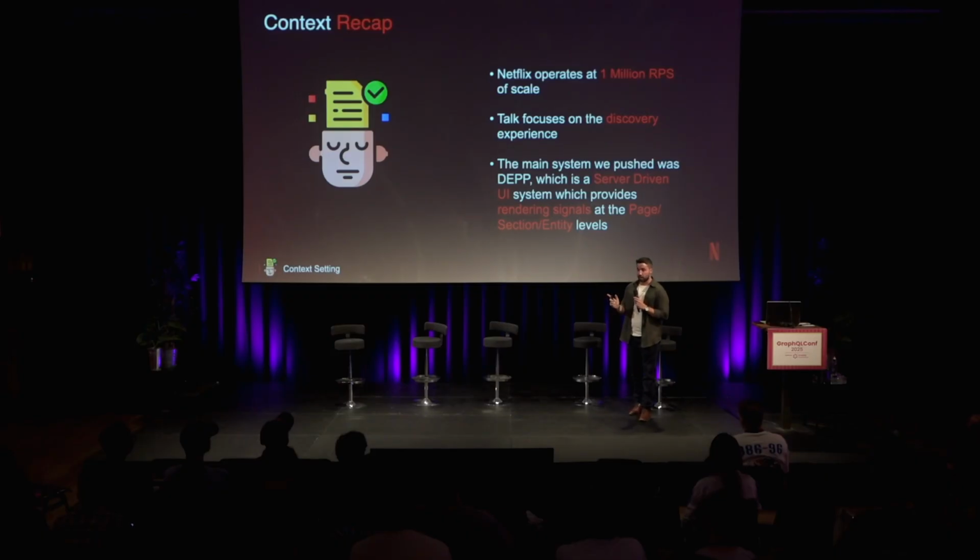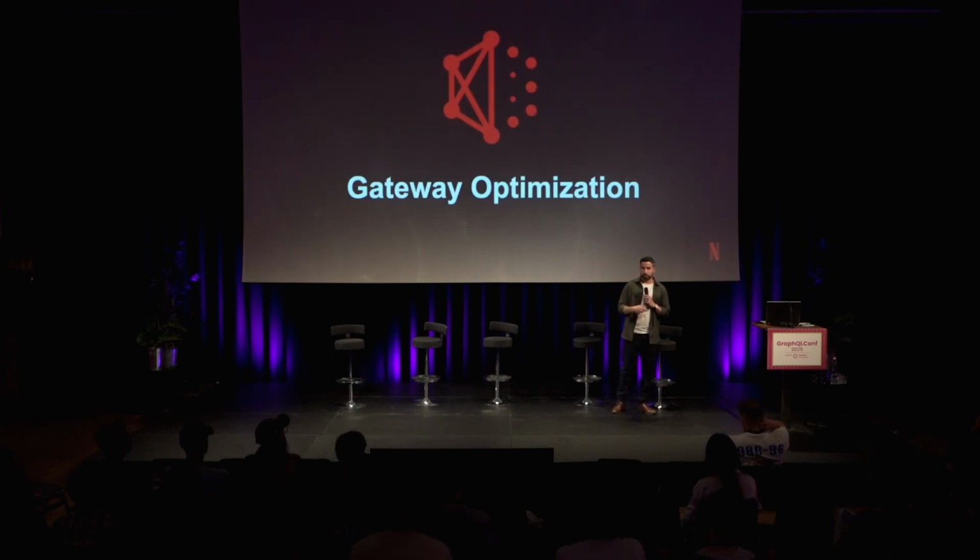So I know that was a lot of context, but to recap, Netflix operates at 1 million RPS of scale at the DGS layer. This particular talk is going to focus on the discovery experience. And the main system that we pushed was DEP, which is a server-driven UI system which provides rendering signals at the page, section, and entity levels. Cool? All right. Let's get into the gateway optimization piece.